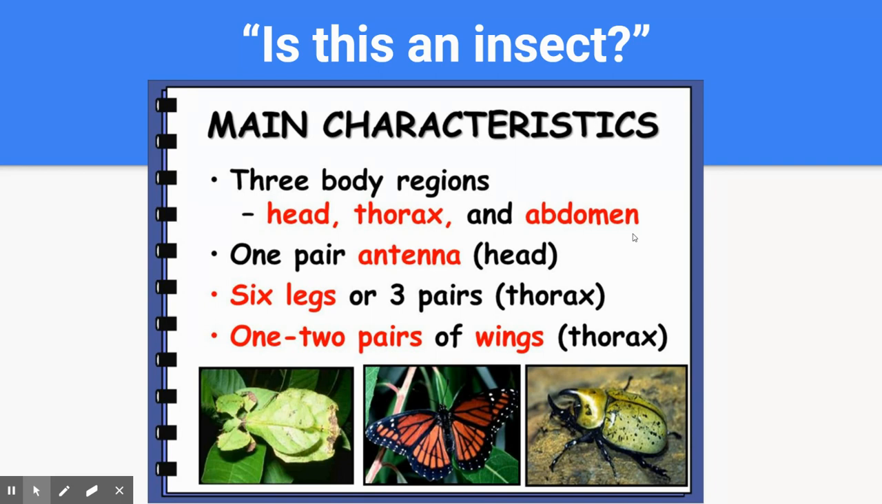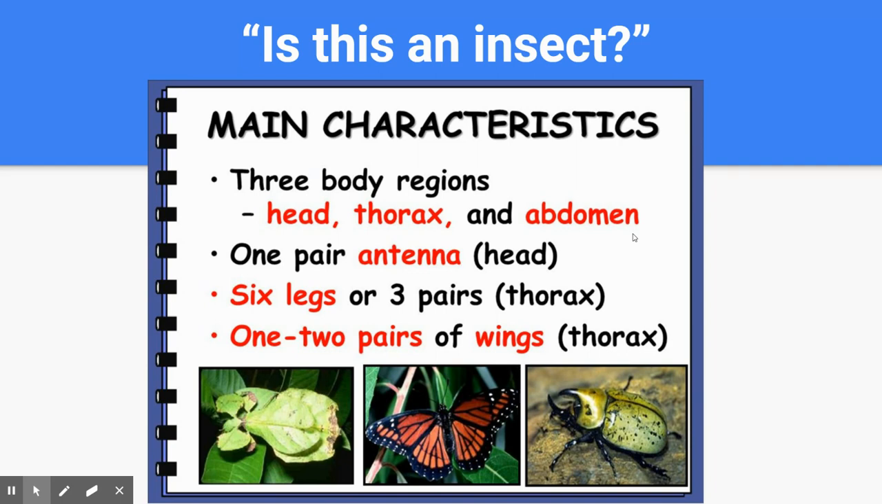First thing is 3 body regions. In some insects this is very easy to see, in some it isn't. But the head, thorax, and abdomen are those 3 regions, from front to back. So the head is the front section, the thorax is the middle section, and the abdomen is the rear section. Next, 1 pair of antennae. Now, some insects have antennae as long or even longer than their bodies, and some are very short.